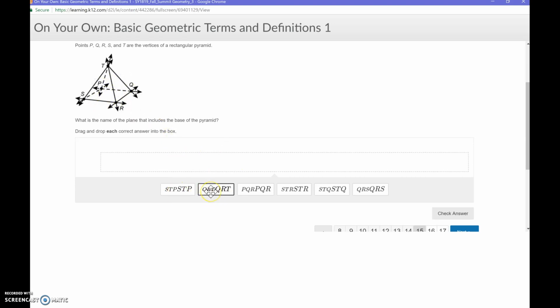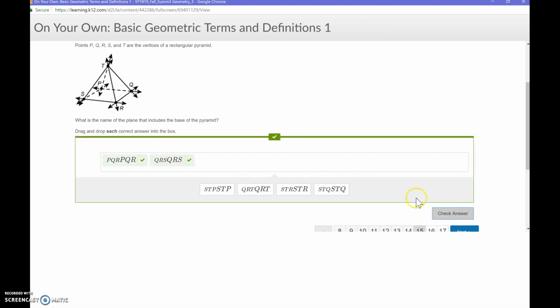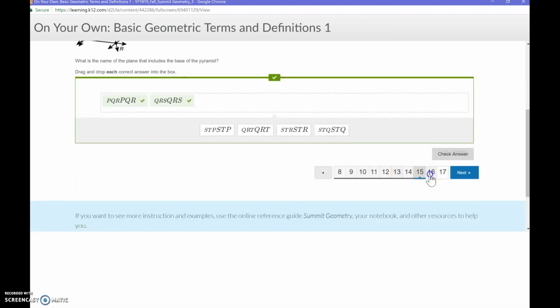So any ones with T, let's look here. QRP, PQR, those are all on that plane. This one has a T in it. There's no T in that plane. It's the top vertex. And QRS is our other one. Let's check our answer. Absolutely.